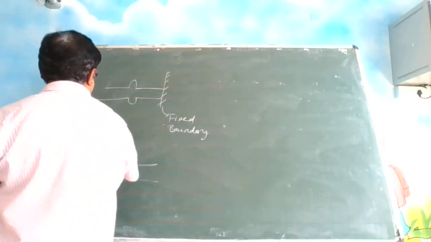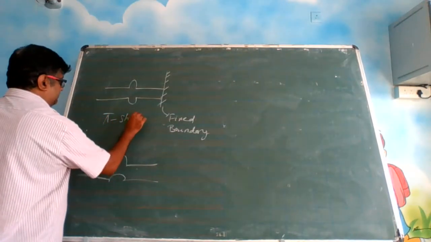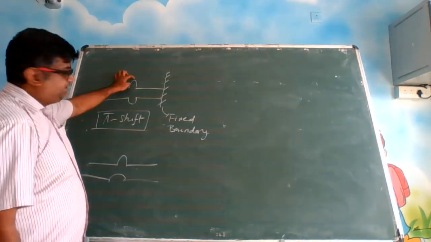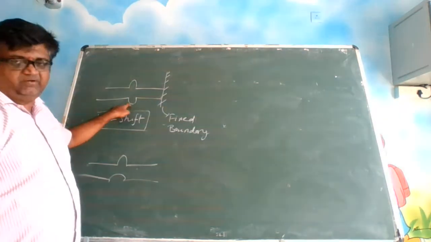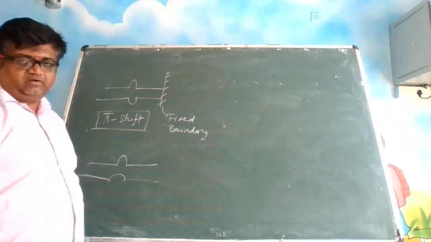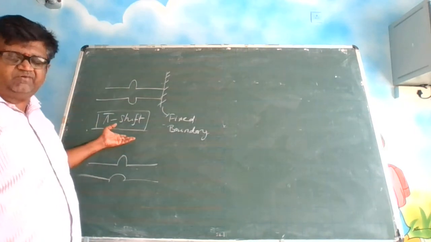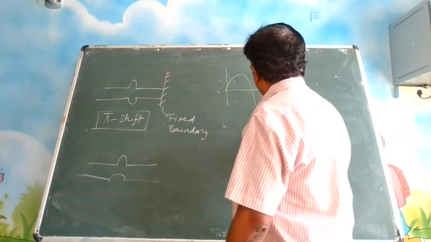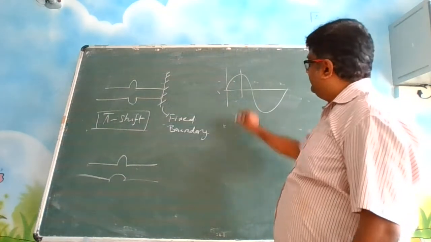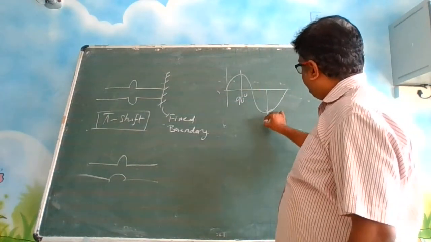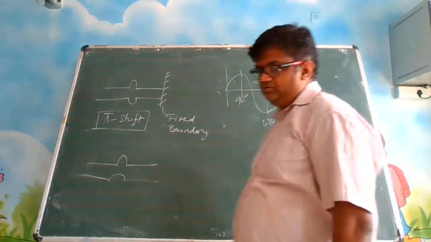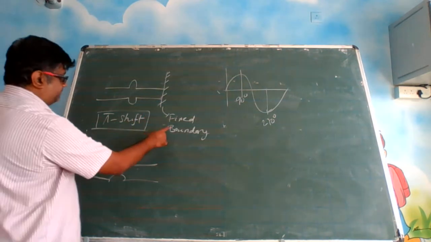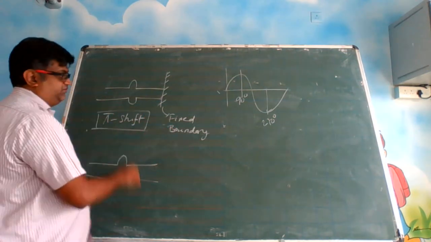We can call this a pi shift. Pi shift. 180 degree shift. Here it was peak, positive amplitude, here negative amplitude. Positive amplitude is obtained for 90 degree, negative amplitude is obtained for 270 degree. Isn't it? This was your wave. This is positive amplitude for 90 degree. This is negative amplitude for 270 degree. What is the difference? 180 degree. Okay? So, while hitting a fixed boundary, it is getting a pi shift.